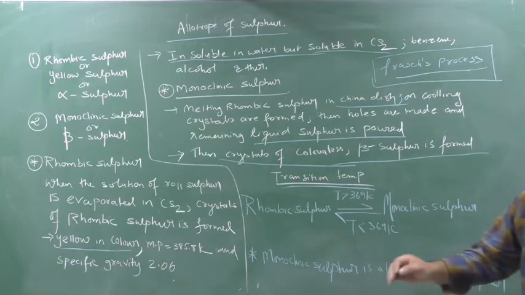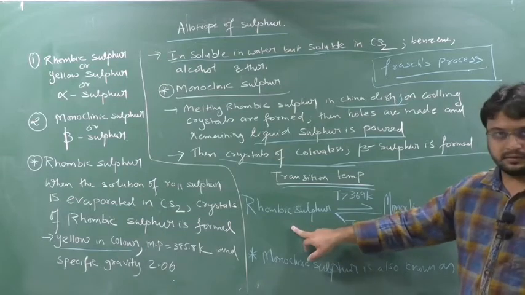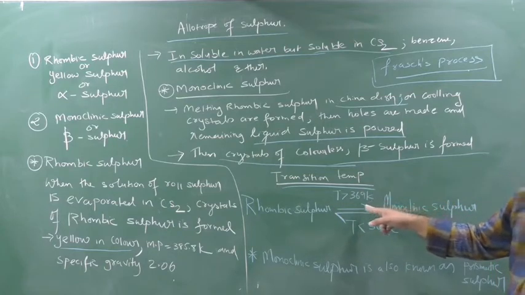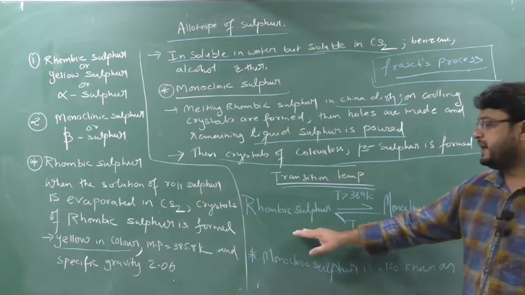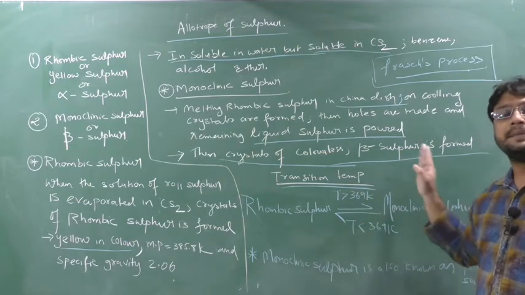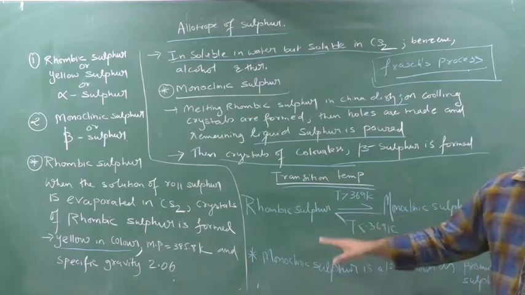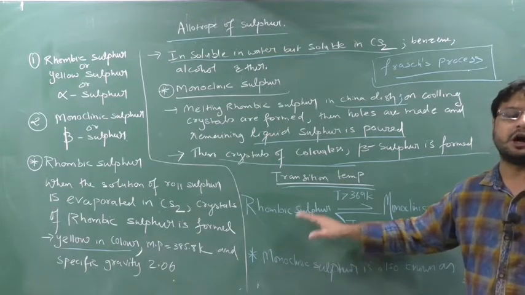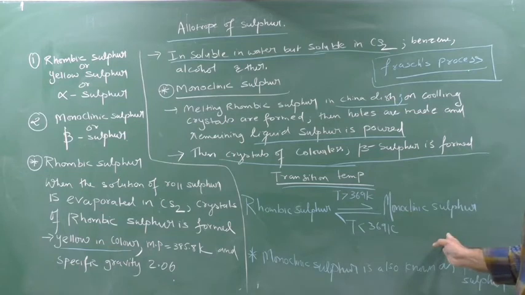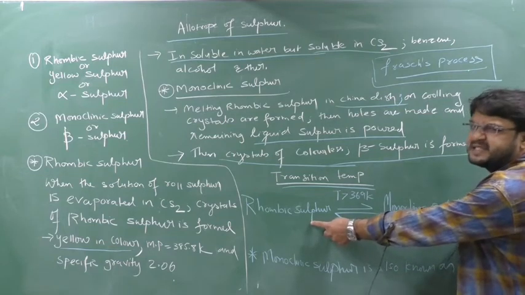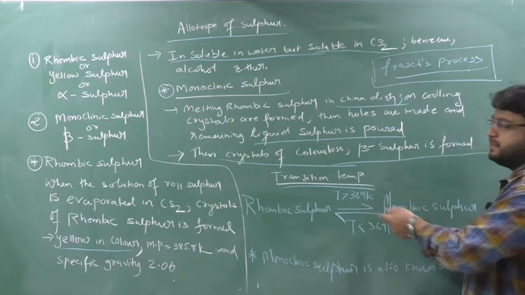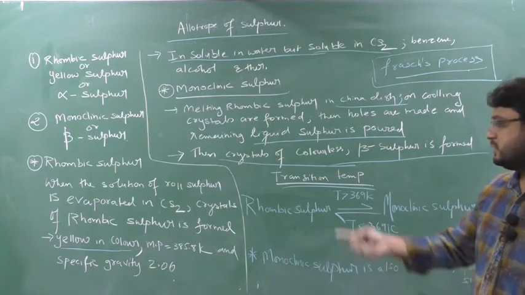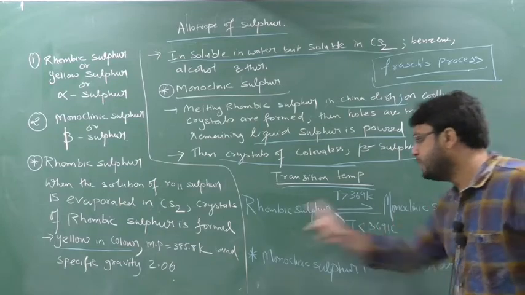Now we are having transition temperature. See, what do you mean by transition temperature? If you take rhombic sulfur and heat it above 369 Kelvin, you obtain monoclinic sulfur. It means rhombic sulfur is unstable at temperatures above 369, because above 369 Kelvin it is converting into monoclinic sulfur. Yes or no? That indicates that rhombic sulfur cannot exist at a temperature above 369 Kelvin. It means rhombic sulfur is unstable above 369 Kelvin, and stable only at temperatures below 369 Kelvin.